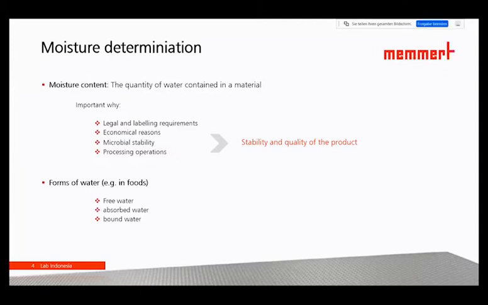Yes, yes. So I will continue with the moisture determination. Sorry, but maybe there were some technical difficulties. So let me now continue again.